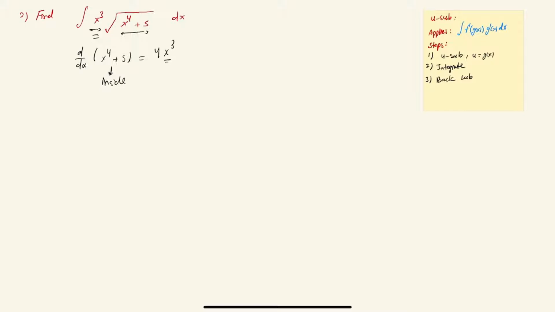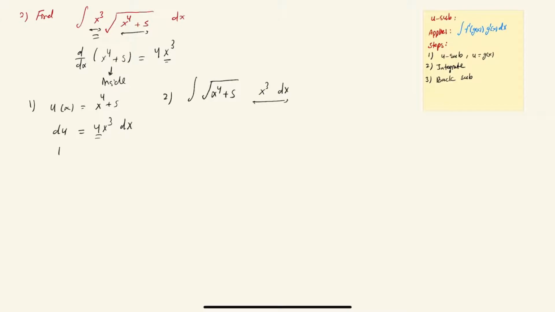Therefore, u substitution applies, and the inside function is gonna be x to the 4 plus 5, which is gonna be equal to u on the first step. Now, the derivative of u is gonna be equal to 4x cubed dx. Now in the second step, I'm gonna try to integrate after making this u substitution. First, I arranged the terms. I brought x cubed next to dx.